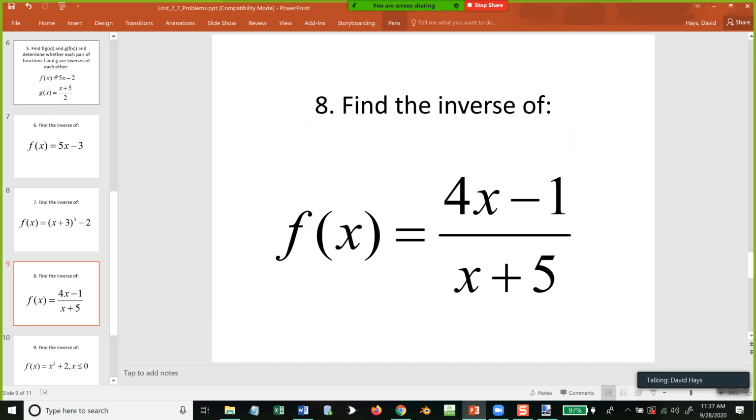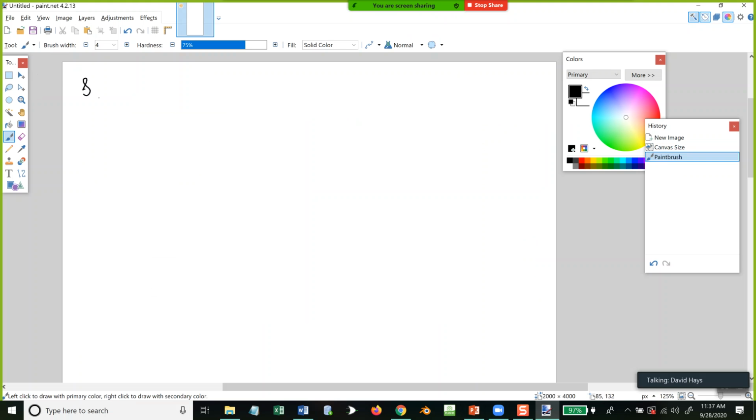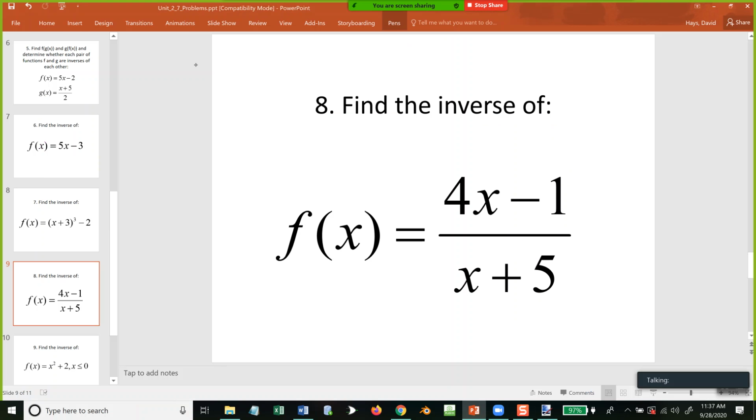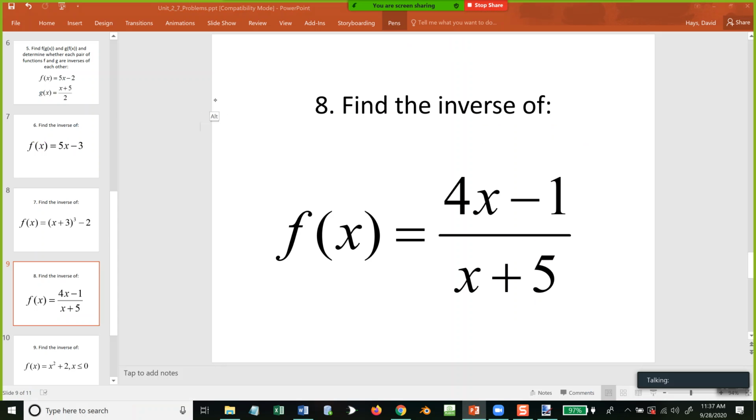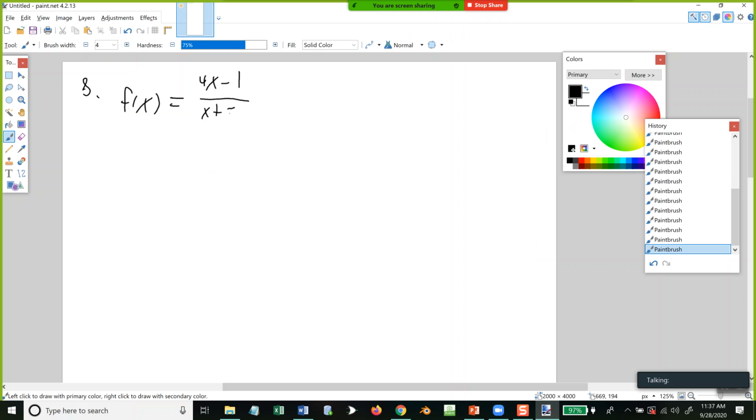Okay. Number 8. Okay, step 1. Replace f of x with y. So we've got y is equal to (4x minus 1) over (x plus 5). Step 2 is interchange x and y, swap them. So where your y is, you put an x. Where your x is, you put a y.